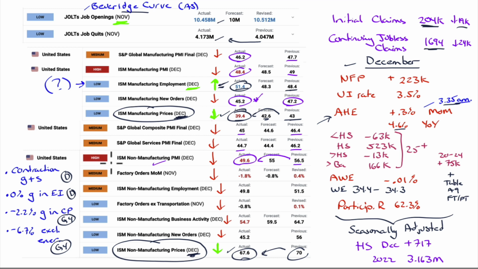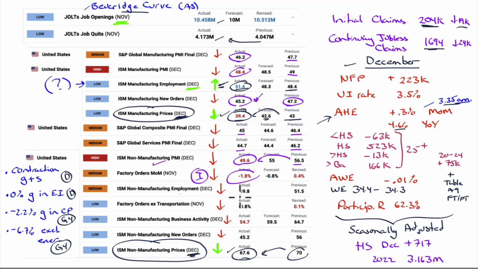Factory orders, which isn't part of ISM, but it's in there, negative 1.8%. This is what I mean. This is investment, by the way. That is investment, and you can see that is negative, and that affects the component of GDP. And investment is the most volatile component of GDP.